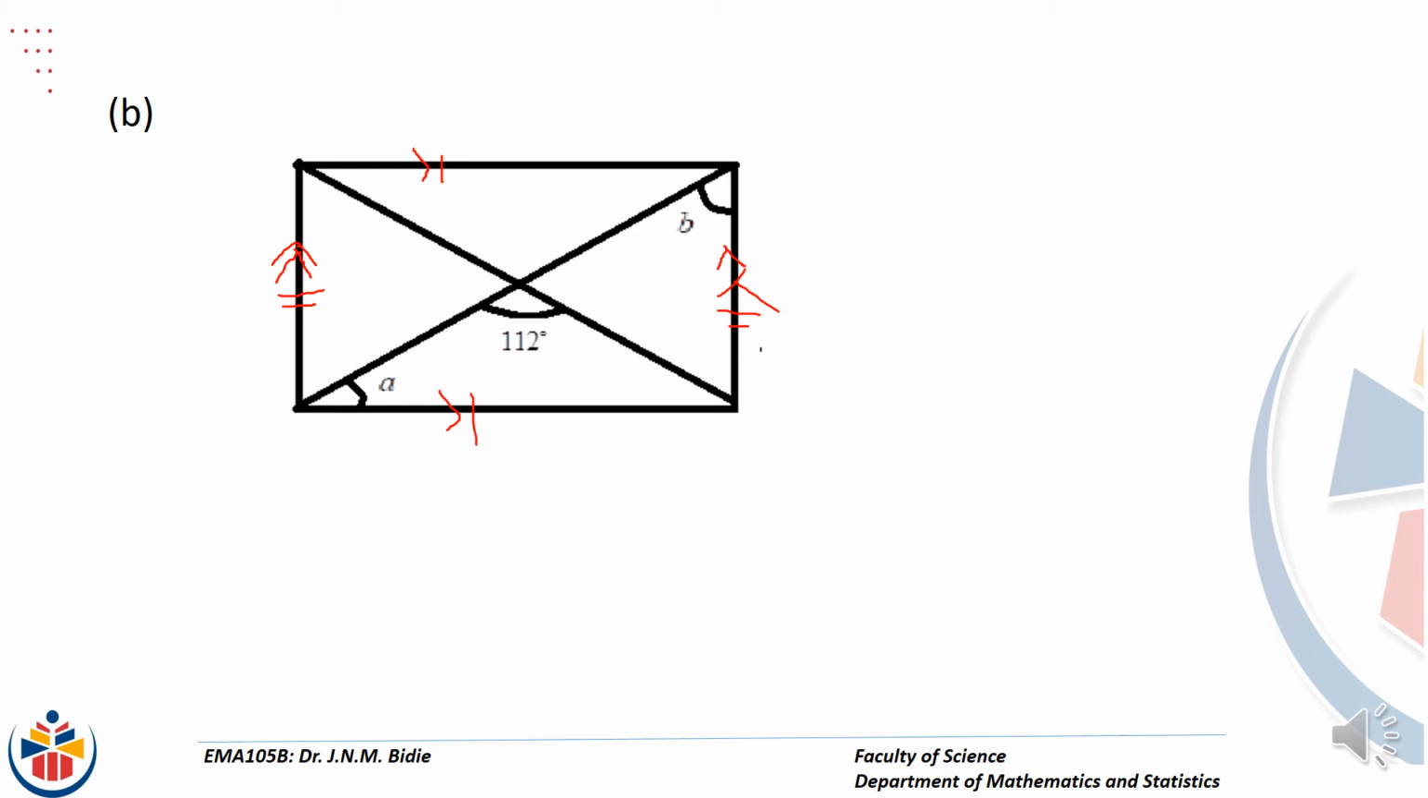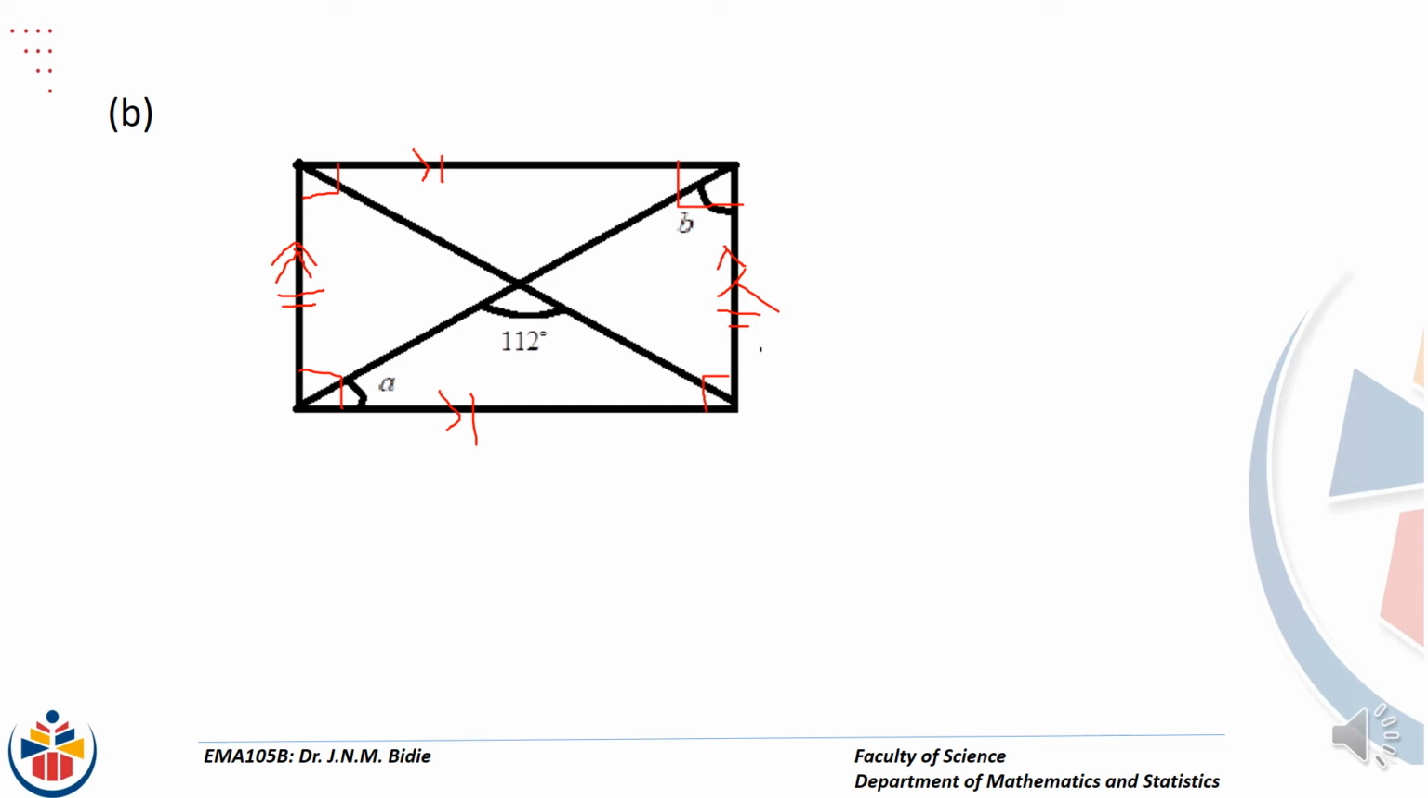A rectangle has 90 degrees as angles at its vertices. So, only with 112 degrees, what can we do to calculate the values for A and B? Only with 112 degrees there.